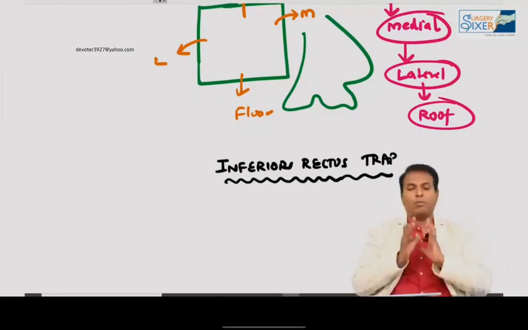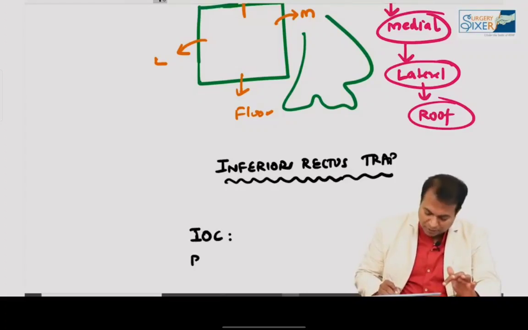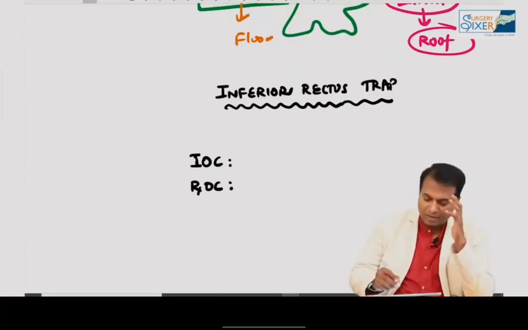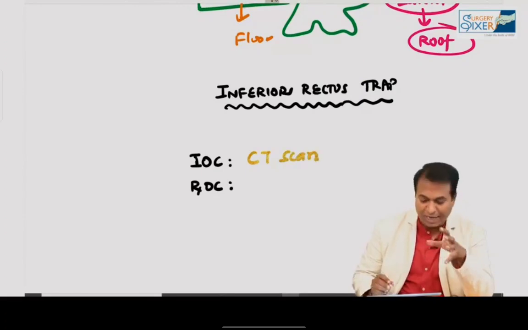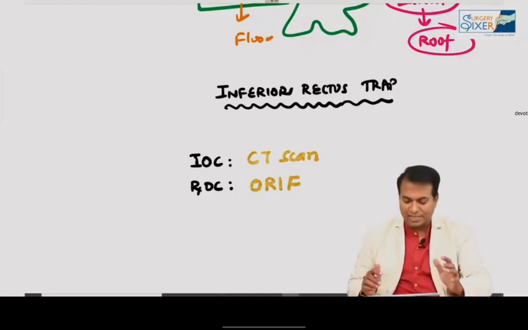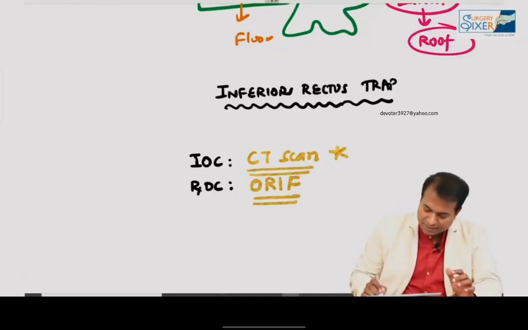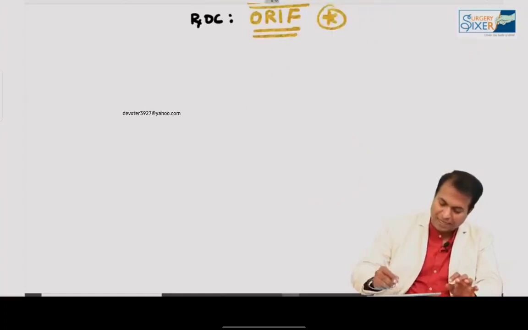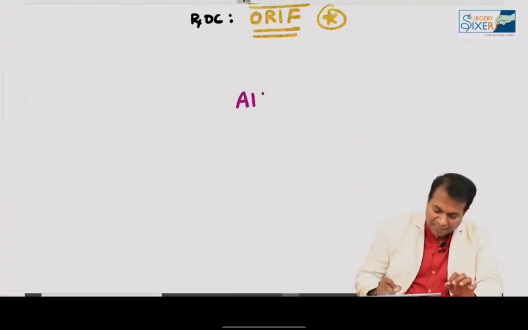And for all these facial bone fractures, what is the investigation of choice? What is the treatment of choice? For AIS 2, the investigation of choice is CT scan. Treatment of choice is ORIF. What is ORIF? Orthopedicians will know this better. Open reduction internal fixation is known as ORIF. Investigation of choice is CT scan. Treatment of choice is ORIF, open reduction internal fixation. Coming to AIS 3, what is AIS 3 injury?